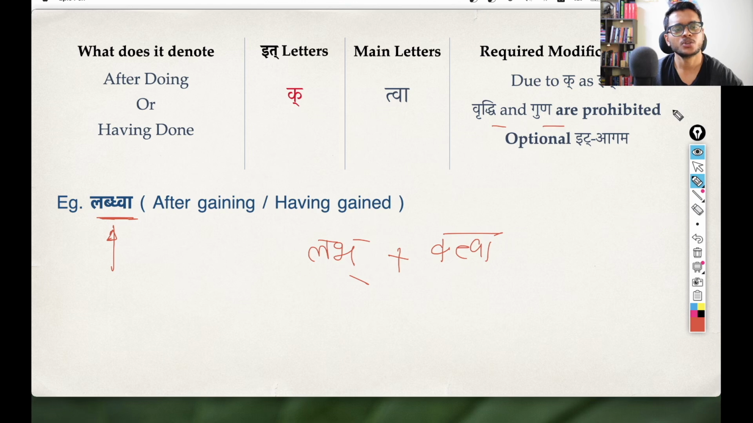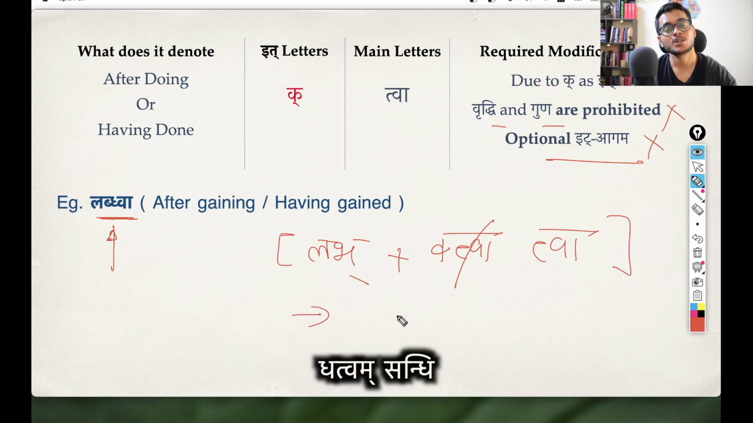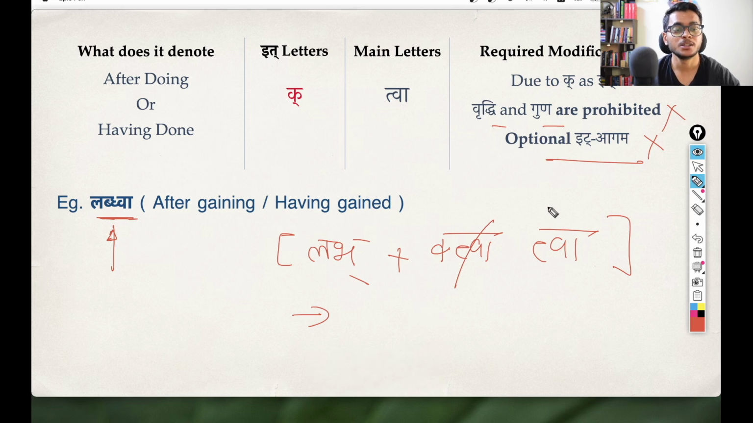And again, vriddhi and guna are prohibited. And optional it agama also is not possible. Why? Because labh dhatu is an anit dhatu. So it agama also not possible. So we just have this labh plus we are going to modify it with this twa. Okay, so before combining them, we are going to check if any sandhi is possible. And again, there is one sandhi that is happening. That is dhatvam sandhi. And due to this dhatvam sandhi, this takara will change into dha. Okay, that is why the name is dhatvam sandhi. So this twa changes into dhwa. And here, as a dhatu, we have labh.